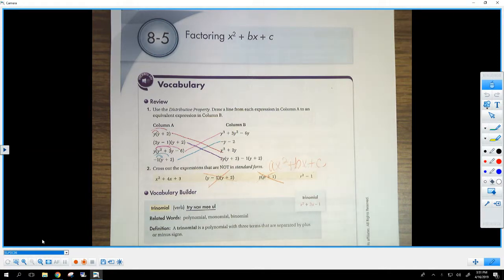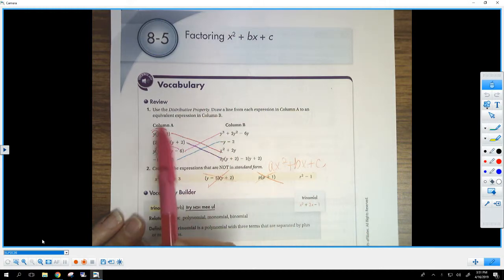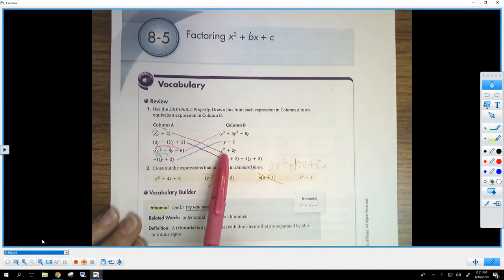So the distributive property means everything on the outside of my parenthesis gets multiplied to everything on the inside of my parenthesis. So I'm going to look at y times y plus 2, and I'm going to multiply y, and I'm going to get y squared and then 2y. So I'm going to connect that line down to y squared plus 2y.